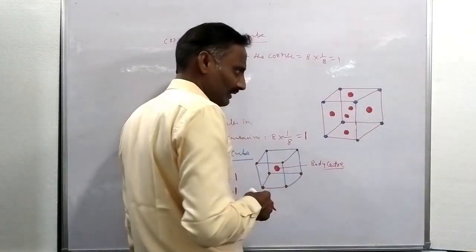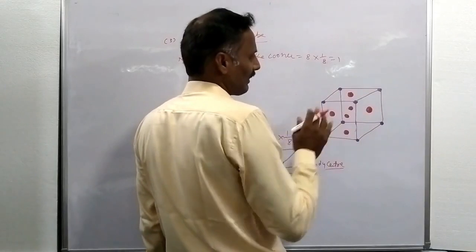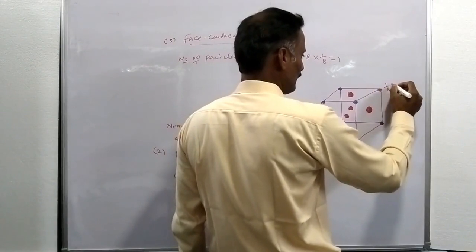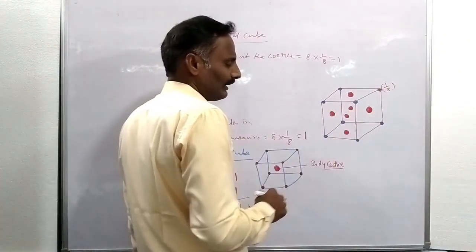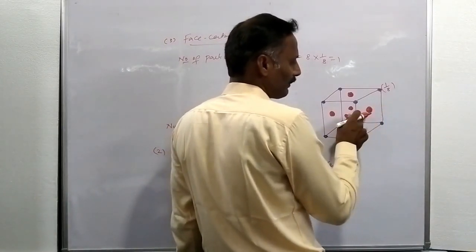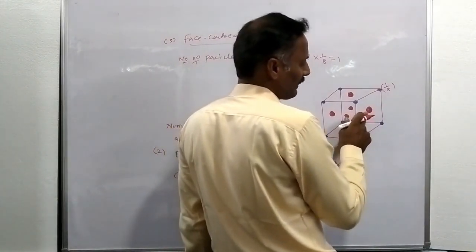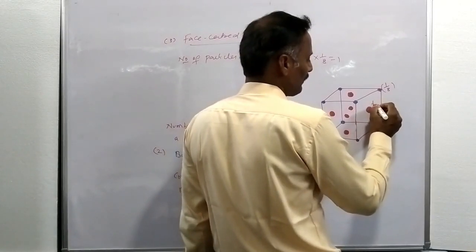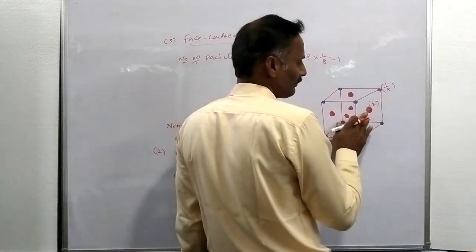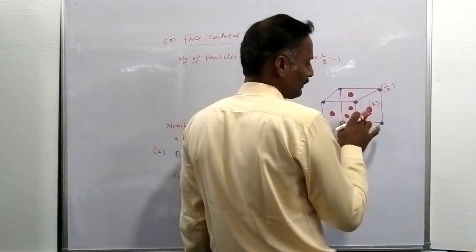Then how many particles are present at the face? There are 6 particles at the face and 8 particles at the corner. What is the share of each corner particle? Each corner particle's share is 1 by 8 particle. Then what is the share of a face-centered particle? This face-centered particle is shared by 2 unit cells, so the share of each face-centered particle is half. Half of the particle belongs to this unit cell and the remaining half belongs to the neighboring unit cell.